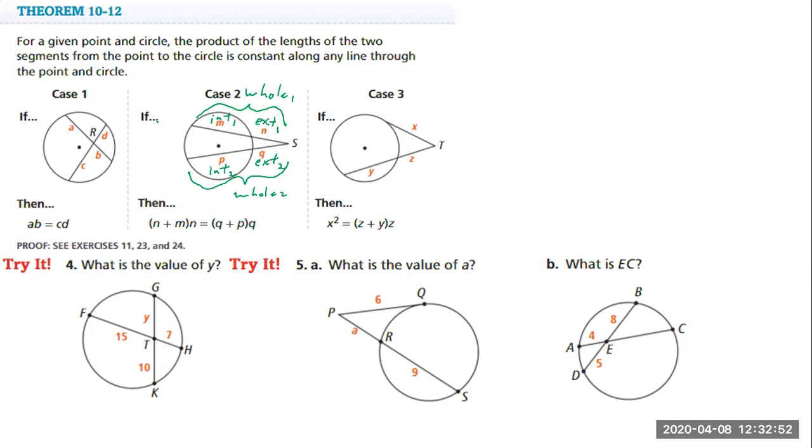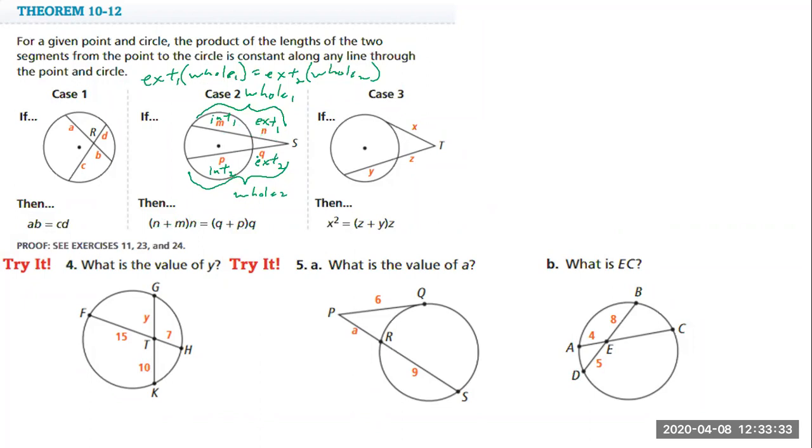So the way that I normally write this equation is: exterior 1 times the whole 1 is equal to exterior 2 times the whole 2. If you look at what they have, that's what they did, just all with variables. So they have exterior was n, the whole would be m plus n. And that's what they multiplied here. They have n is the exterior, and m plus n, that's the whole.